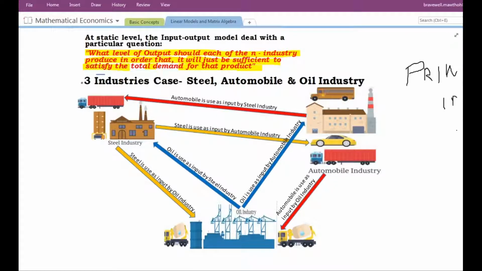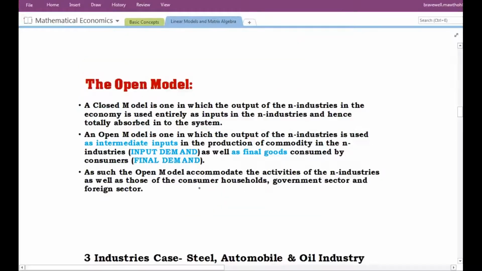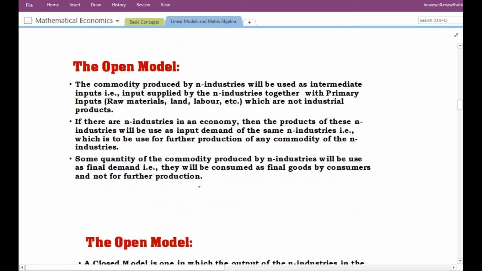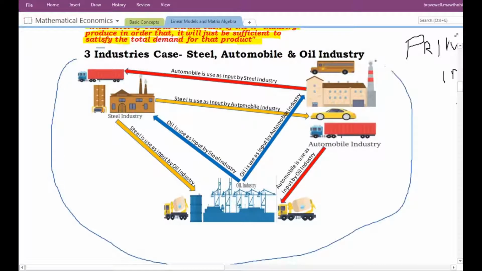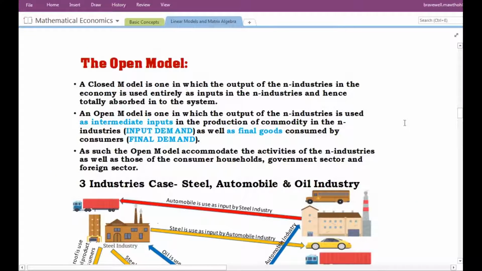However, in the real world, the output of an industry is used as an intermediate input in another industry as well as a final good by consumers. So a closed model will be a model such as this particular example which we have discussed. In this example, we have not taken into consideration the final demand for each industry. We have assumed that the output of each industry is used as intermediate inputs by the other two industries and by itself. So what is an open model?